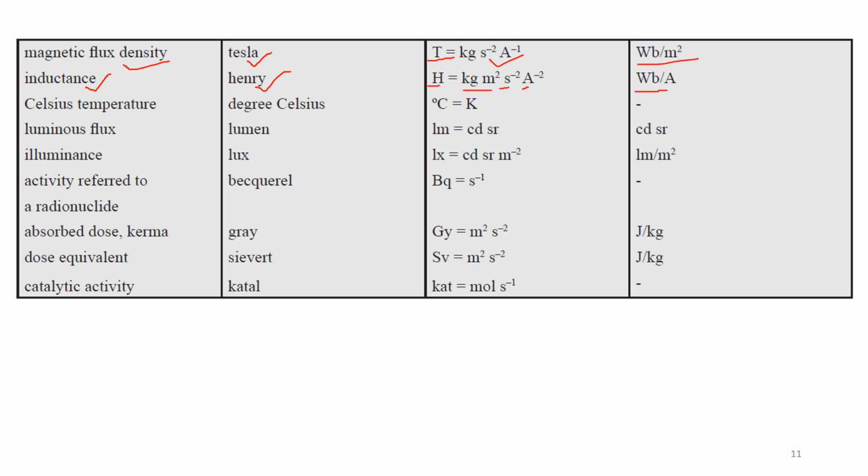Weber per ampere. Celsius temperature is degree Celsius, degree centigrade, Kelvin, that you know. Luminous flux is lumen, denoted by LM, candela steradian. Illuminance is lux, candela steradian per meter square, so LM per meter square. Now you must have understood how these are given here.